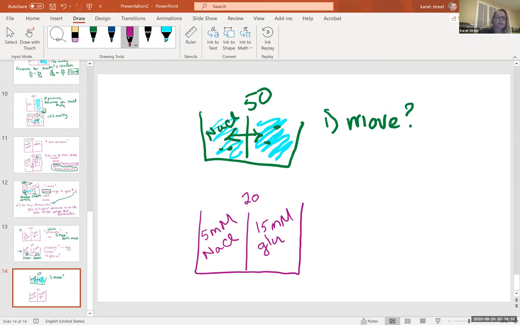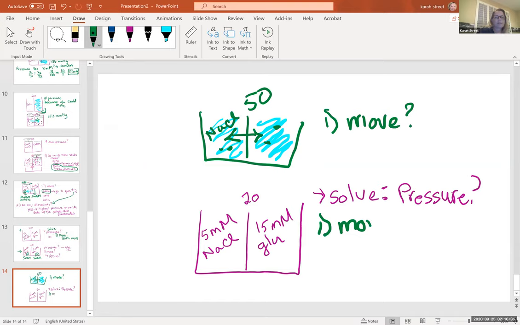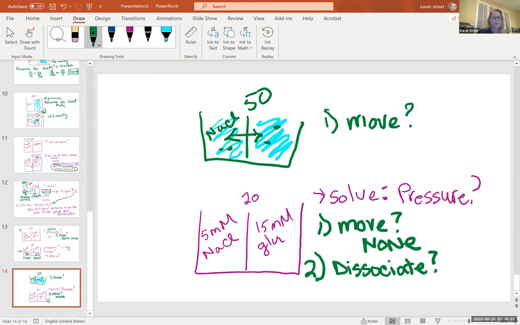Prove it to yourself, Marie. Answer the question. Okay, so we want to solve the pressure, right? Is there pressure? Your flow chart is and always will be: One, ask yourself, do any of these move? You said what? No. None. If the answer is none, then you go to question 2, which is dissociation. What is your answer? Do any of these dissociate? Yes. All right. Well, then now we have to calculate that.